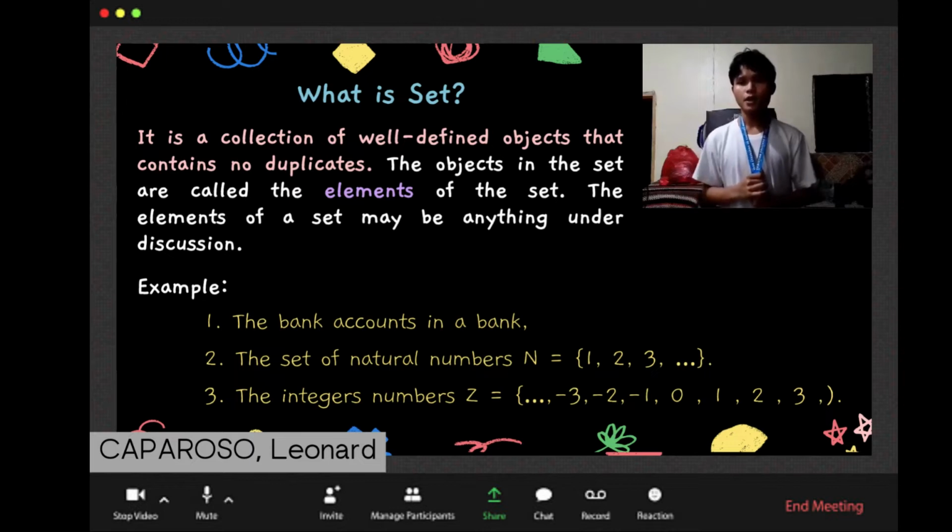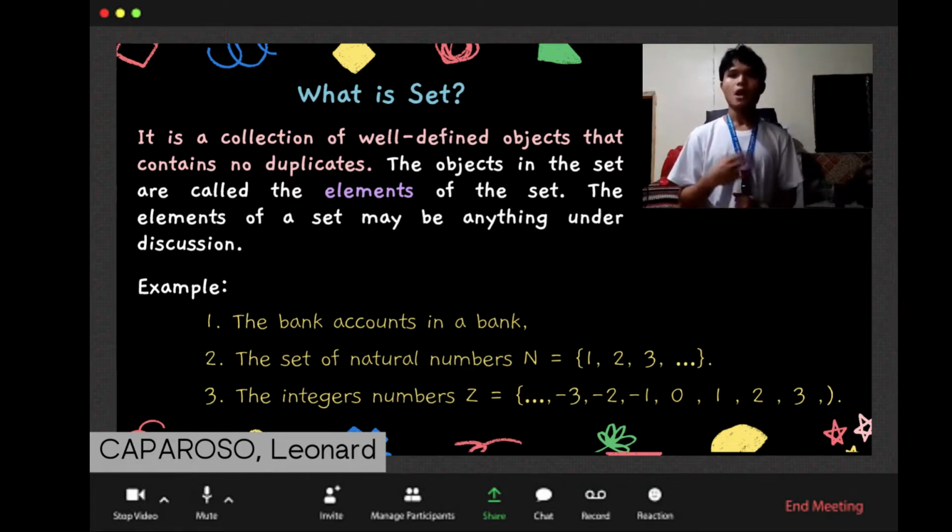The first element is the set. Basically, a set refers to a collection of well-defined objects that contains no duplicates. The objects in the set are called the elements of a set, and may be anything under discussion. To describe a set, we use braces and capital letters to represent it. For example, the set of natural numbers N is equal to {1, 2, 3, ...}. The set of integers Z is equal to {..., -3, -2, -1, 0, 1, 2, 3, ...}.